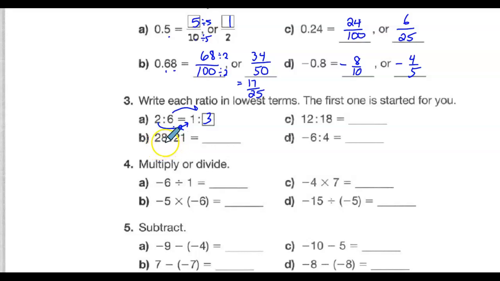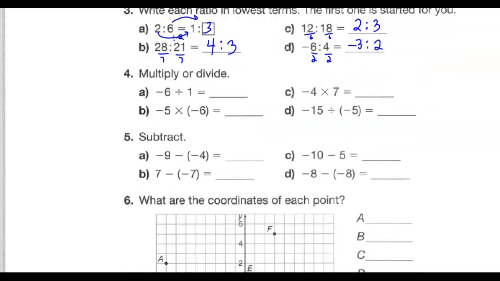So B, I noticed that 7 goes into both, so I'm going to divide by 7. You can show it even like that if you want. So that's going to be 4 colon 3. Here, I noticed 6 goes into both, so that's going to be 2 colon 3. Negative, typically we don't have fractions with negatives, but we'll keep it in there, and then I notice 2 goes into both. So -3 to 2.